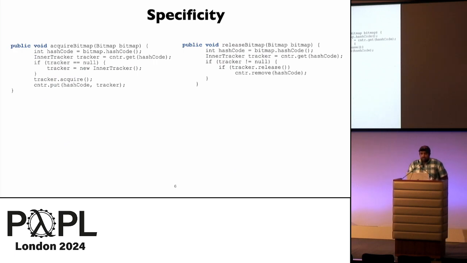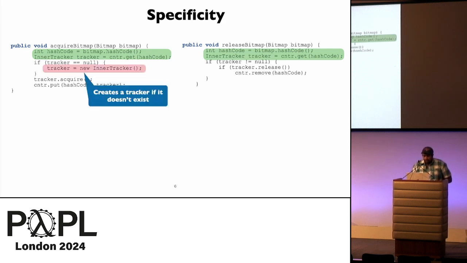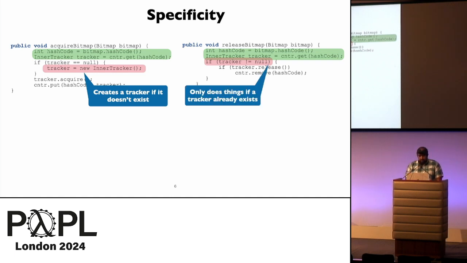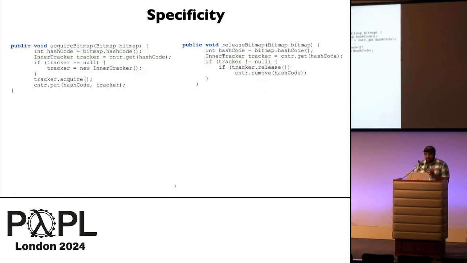And if we look at the changes made at each function, we note that while both implementations end up trying to see if a corresponding bitmap has already been tracked, they do completely different things. For example, on the left-hand side, it will create a tracker if it doesn't already exist, whereas the method on the right only does stuff if there's something already associated with that hash code. And similarly, each method actually invokes different methods on the tracker, if it exists.